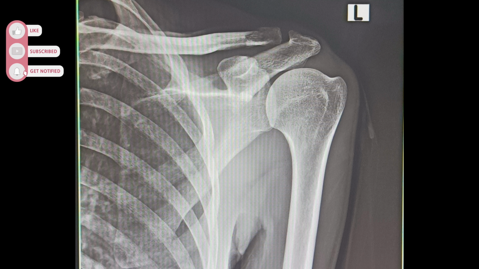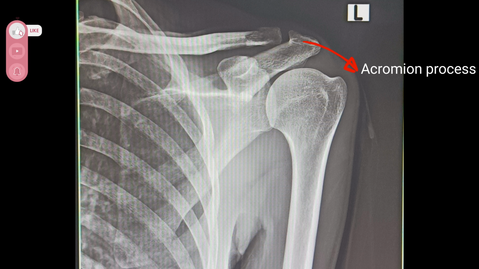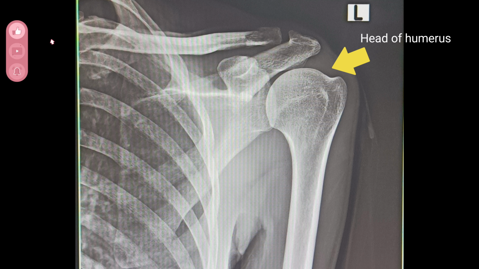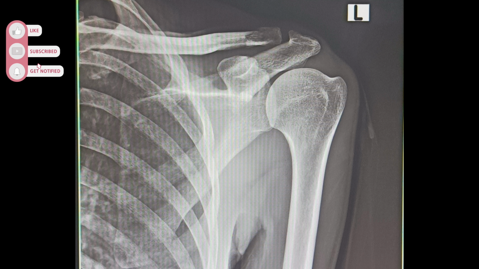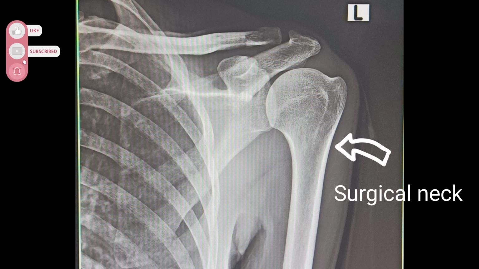Next, we can distinctly see the acromion process, which is a bony projection of the scapula or shoulder blade. After that, we can clearly identify the rounded head of the humerus, which is the long bone of the upper arm. This is the head of the humerus, a crucial part of the ball and socket joint. Then we can observe the upper course of the humerus bone, extending downwards from the head. Following that, this region is the surgical neck of the humerus, a common site for fractures.